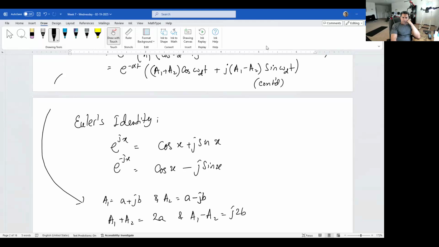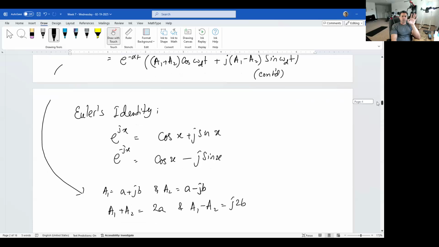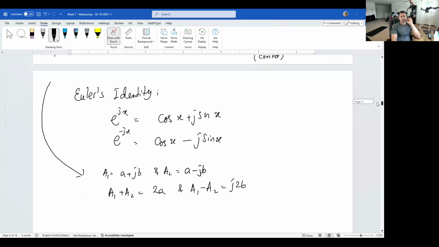And when you take A1 minus A2, j2B, j and j are going to multiply together, and that's going to become -1. So j times (A1 minus A2) is also going to give you a real number. So both A1 plus A2 and j(A1 minus A2) will be real numbers, because for the underdamped circuit, when you calculate A1 and A2, they are complex conjugates of each other.